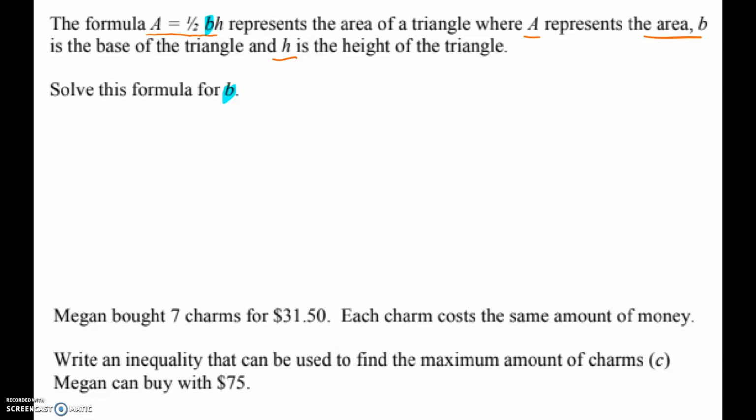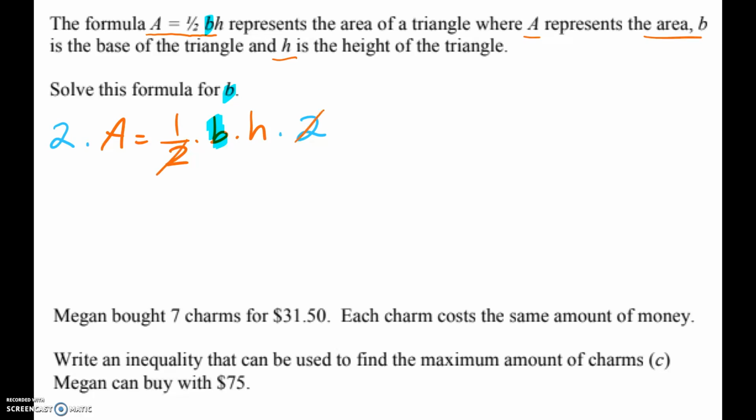Let me rewrite this again. So area is 1/2 times base times height, and I need to isolate B. I am looking for B here. Okay, step one, we should multiply both sides by 2. If you do that, you can get rid of this half, right?